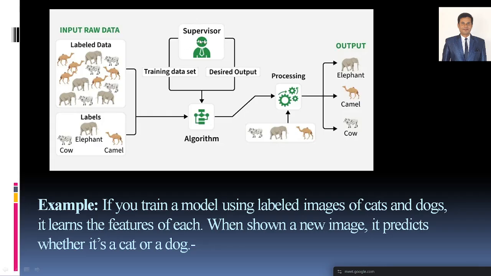Supervised means there is one supervisor. That is your teacher. The teacher will try to classify and train the data. Based on that, and based on the algorithms, it will provide the output. When it is shown a new image, it predicts whether it is a cat or a dog. Suddenly, if you give some other data, because the data are already trained here, it will make the predictions whether it is a cat or a dog. That is what they are telling.